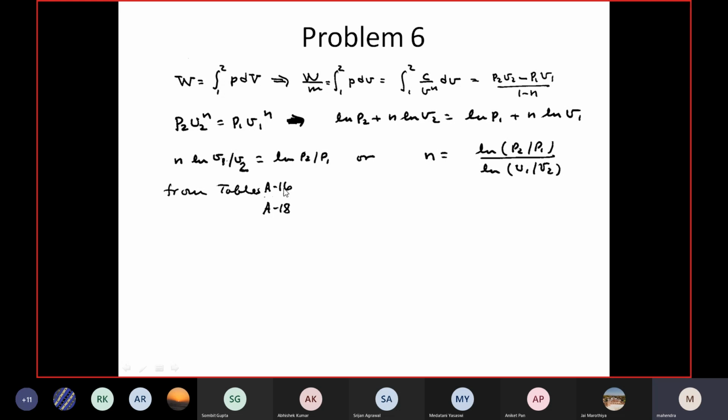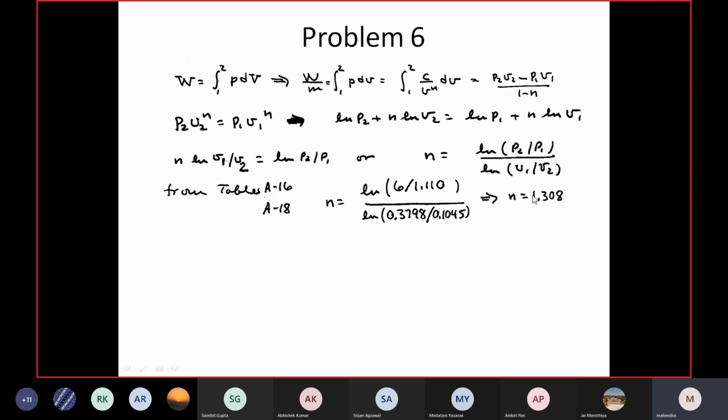These are the tables for propane, tables A14 and A18. We will be taking the data. These two pressures we know, 6 bar and 1 bar. The respective specific volumes we are taking over here.